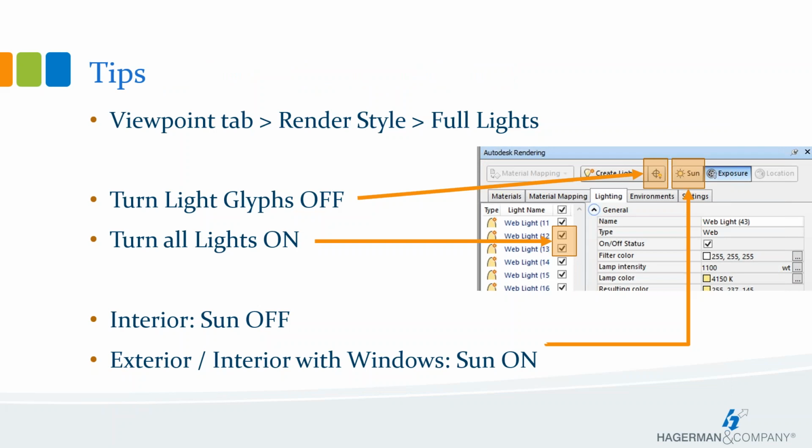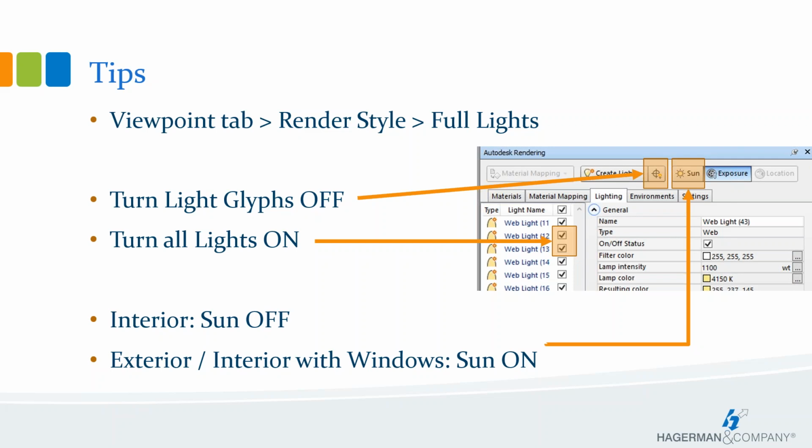I have some tips for you. First, remember when you bring in your models to get started, go to the Viewpoint tab and set the render style to full lights. That will make sure that the view will render correctly. Next, go to the Render tab and make sure that you're set to the low quality ray trace while you're getting things set up. That low quality ray trace takes 1 to 2 minutes at most, so you can do all your testing very, very quickly.